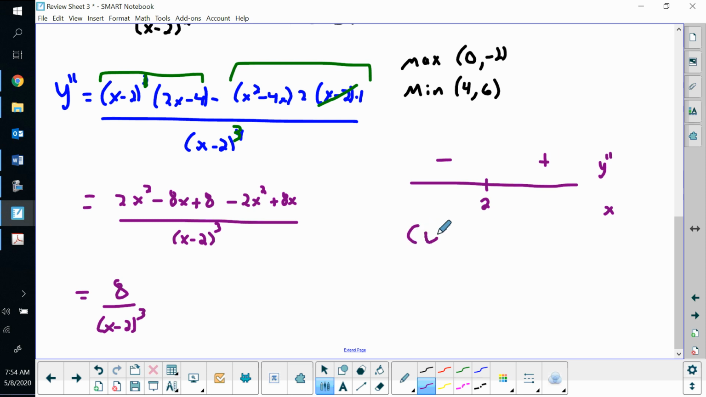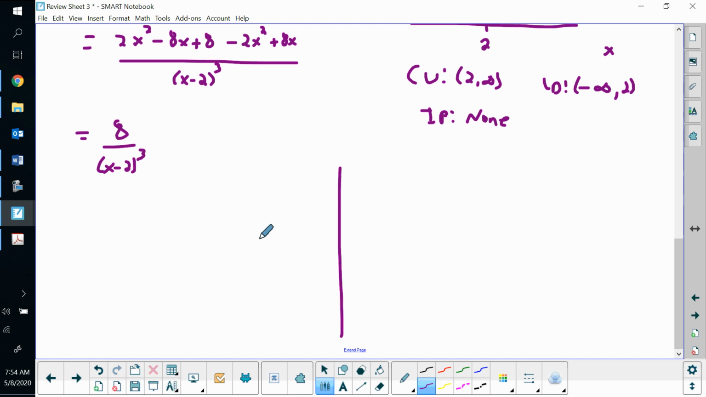So we are concave up from 2 to infinity, concave down from -infinity to 2. And although it switches concavity at 2, remember 2 was an asymptote, so there is no inflection point at all. If it was not an asymptote there, we would have an inflection point because it switched concavity.